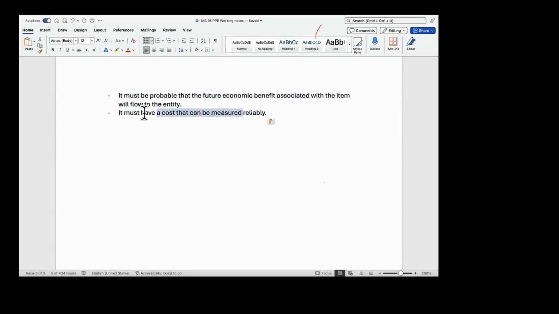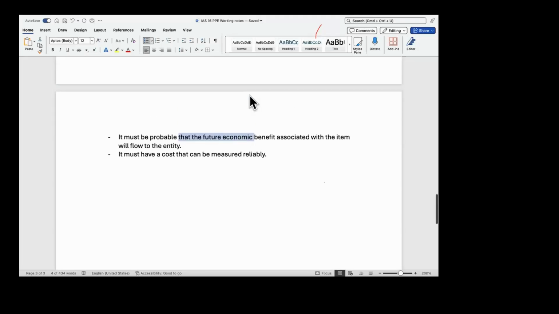Can we measure it reliably? Of course, almost all those costs would be able to meet this second one. But repairs and maintenance, does it generate future economic benefits? If the answer is yes, that means repairs and maintenance should be capitalized.